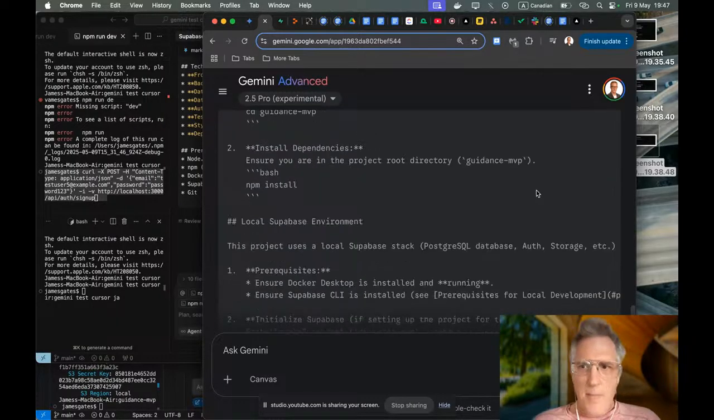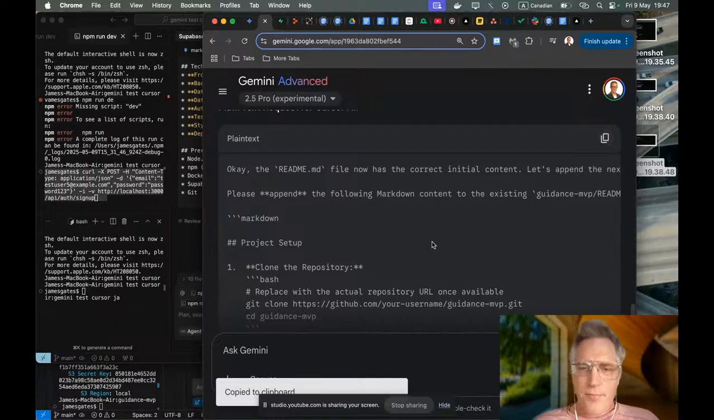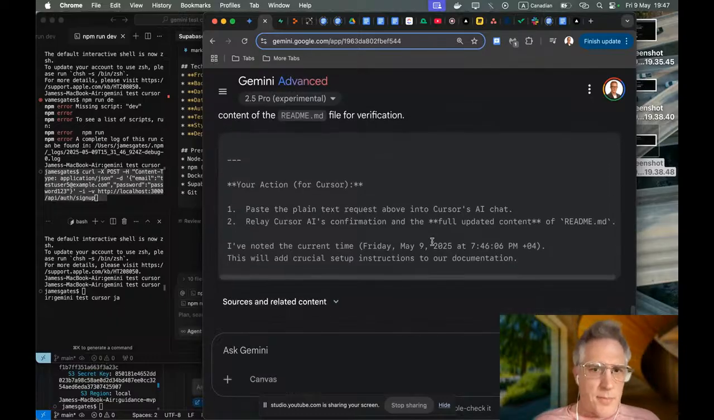Is it still printing this? Which means what? Your action.